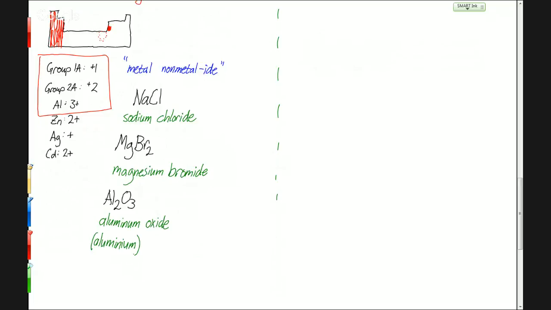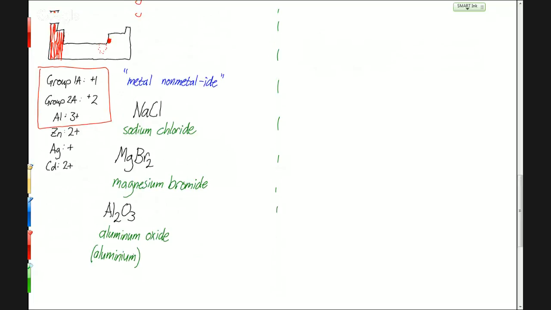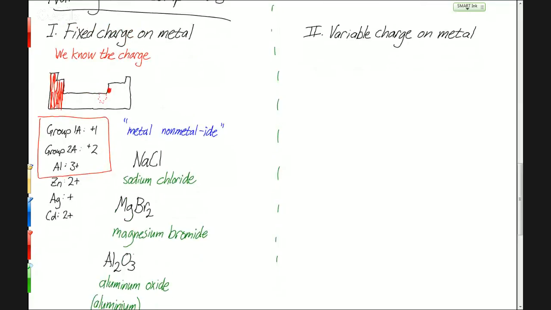All right, so you think you can do this one? Everybody feels good about this? Okay, and let's look at the next category. When there is a variable charge on the metal, what do we do in this case? So that's everything else in the periodic table.